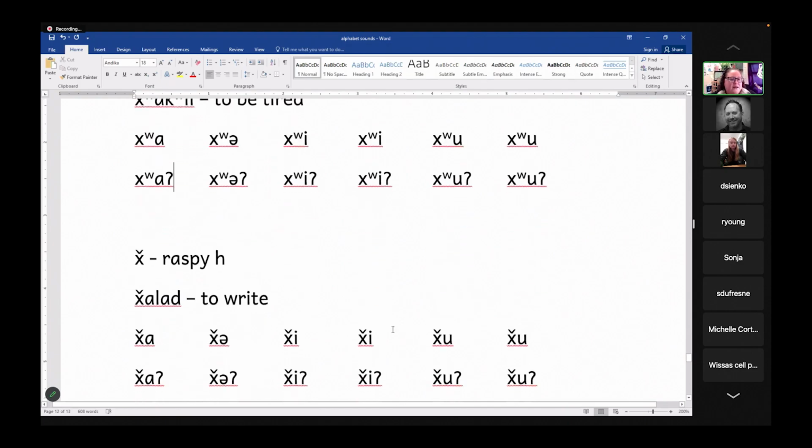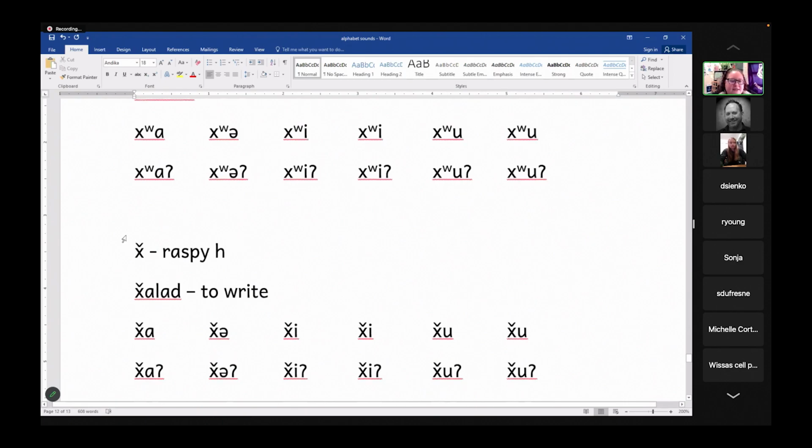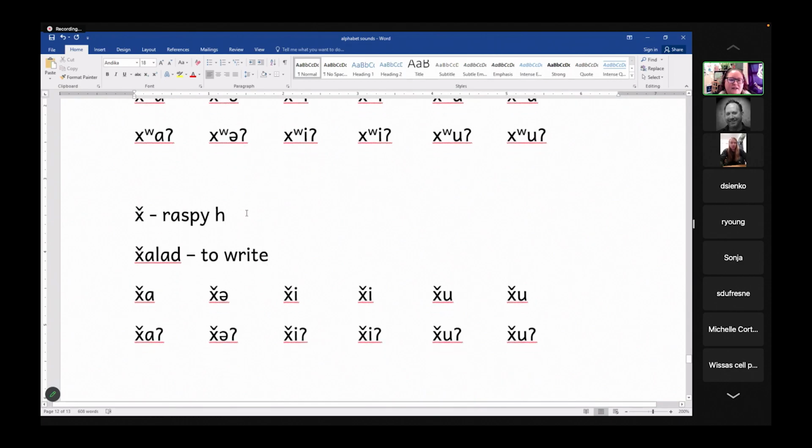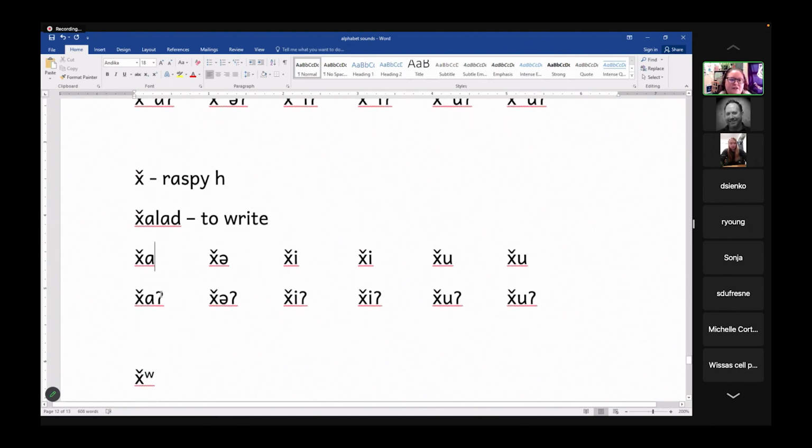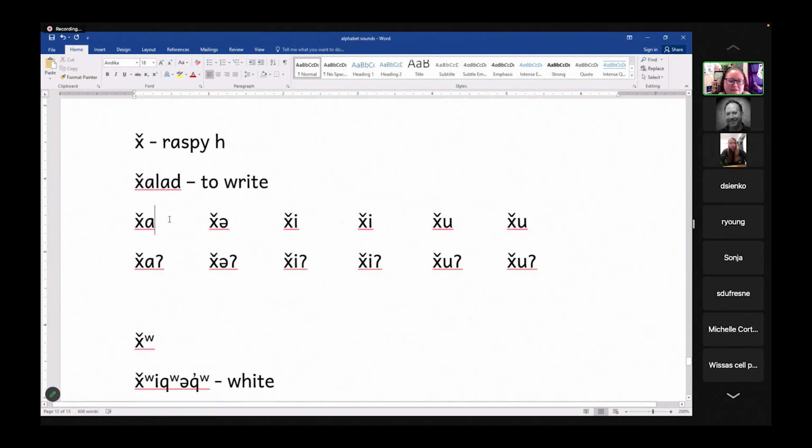And another one in the X category is the X wedge, which is like a raspy H. All those wedges have that H influence, the sh, the ch, the j, and the ch. So, chalad. It's kind of like you're trying to hawk up a loogie. Lushootseed has a lot of fun sounds, huh?